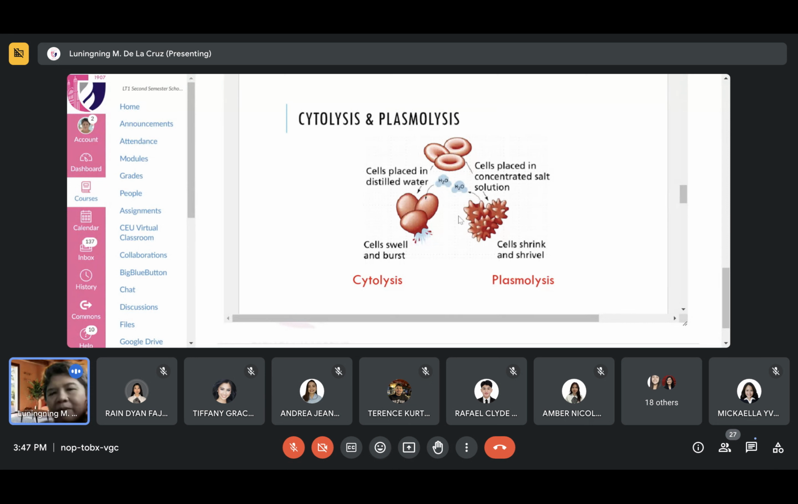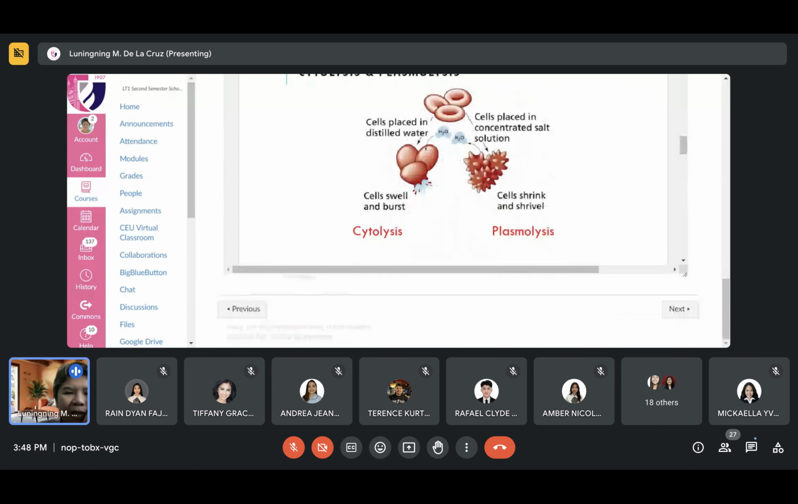Now, if you place these red blood cells in a concentrated salt solution, the cells have more water as compared with that of the environment. So the water now will get out of the cell. So the cell will shrink and shrivel and plasmolyze. So the shrinking of the cell is known as plasmolysis.